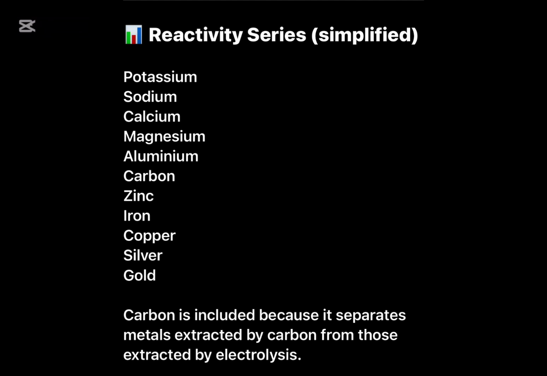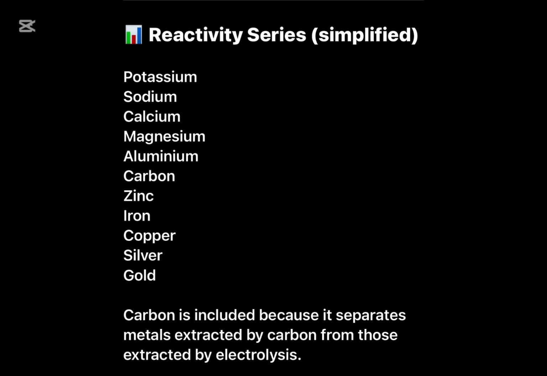Here's the table showing the reactivity series one more time. You can see that the likes of zinc and iron can be extracted by reduction, while the likes of aluminium, magnesium, calcium, and sodium can be extracted by electrolysis, while those that are unreactive, like silver, gold, and platinum, are found naturally. That is how we can call them native metals.